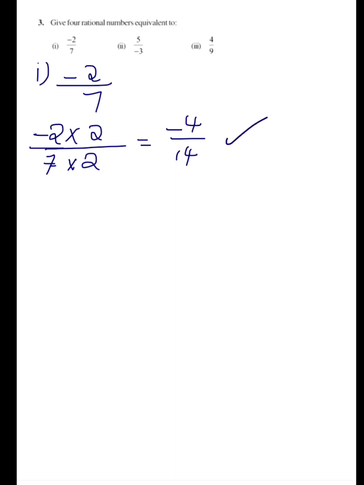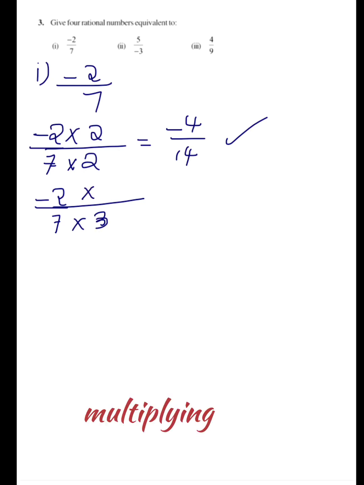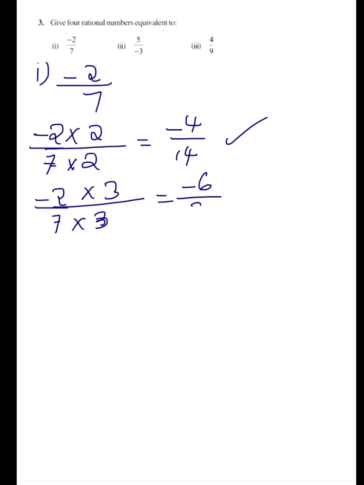So the first equivalent rational number is minus 4 by 14. In this way you have to find the rest. Secondly, I am taking 3, and I am dividing both numerator and denominator by 3. So what will be the answer? Minus 2 into 3 is minus 6 and 7 into 3 is 21. So minus 6 by 21.